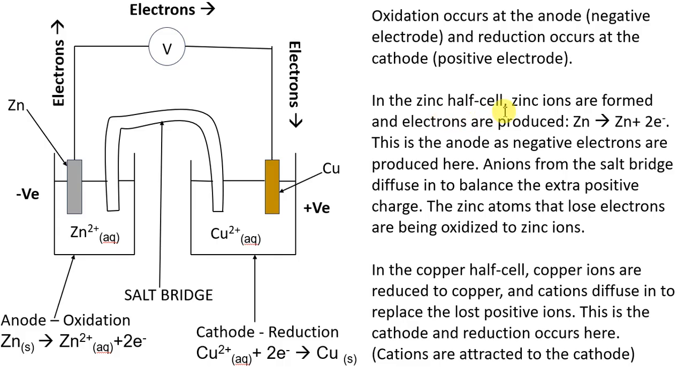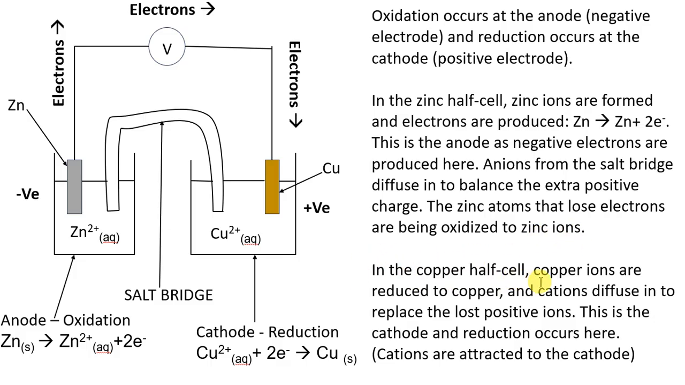Again, in the zinc half cell, zinc ions are formed and electrons are produced. This is the anode as negative electrons are produced here. Anions from the salt bridge diffuse in to balance the extra positive charge. The zinc atoms that lose electrons are being oxidized to zinc ions.